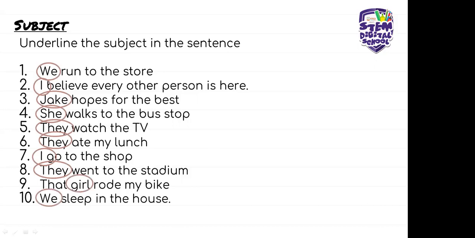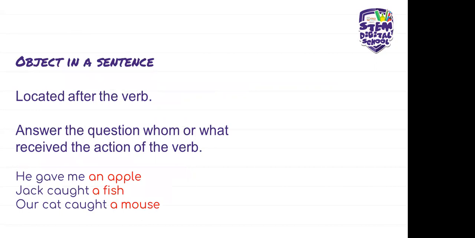Okay. An object in a sentence is located after the verb. That is the thing that the verb, the action of the verb, is being done to. Like, he gave me an apple. Jack caught a fish. Caught is the verb. So what was caught? If you ask what was caught or who was told, then you have the object. Okay. So if you take the verb and you ask what or who, then you have the object of a sentence.